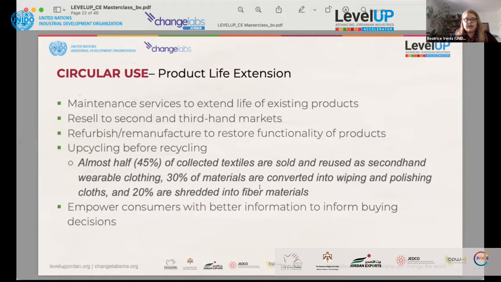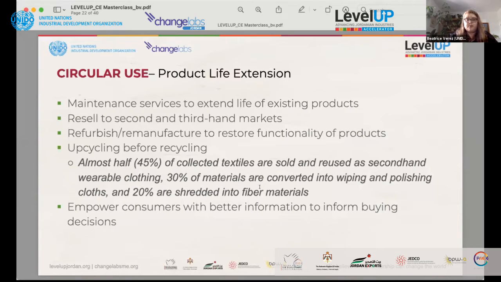So now if we go to the second stage of circular use, which is when your product reaches the consumer and how they use it. Now, the fact is that sometimes you don't have much control on what the customer does with your product. The idea is rather to extend the life of that product if you can, or to educate consumers on how they can do that.